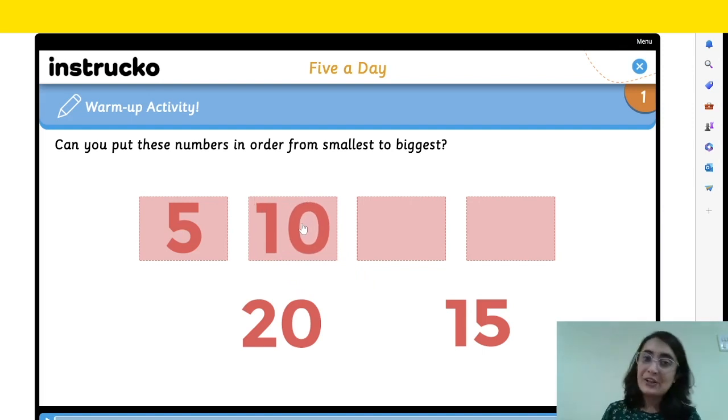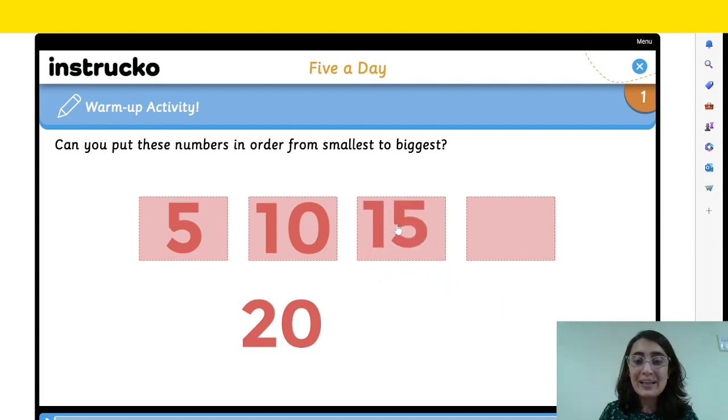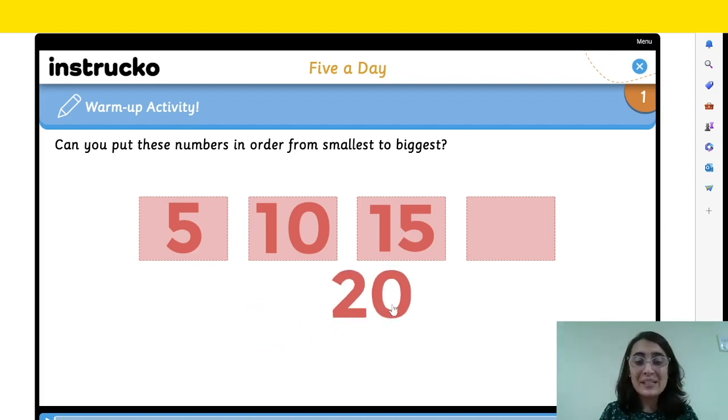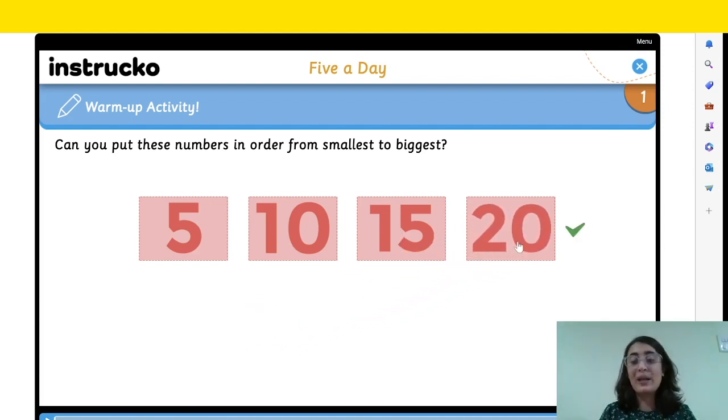Now let's continue counting. After 10 comes 11. So 11, 12, 13, 14, and 15. So in the third box we will get 15. Right. Now let's continue counting. 16, 17, 18, 19, and 20. So in the last box we will put 20.